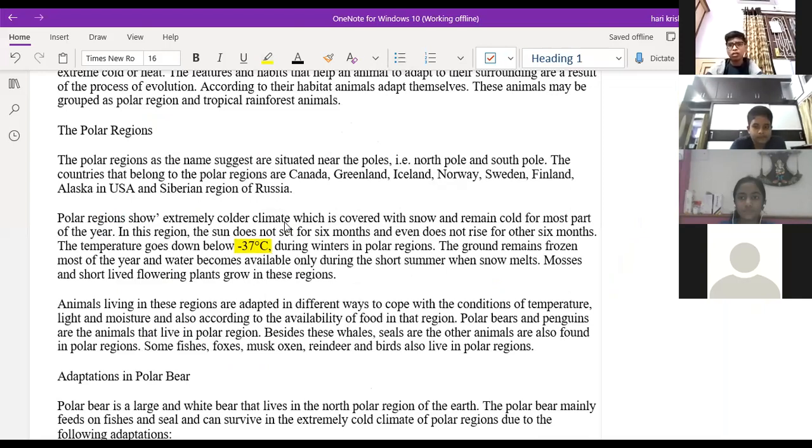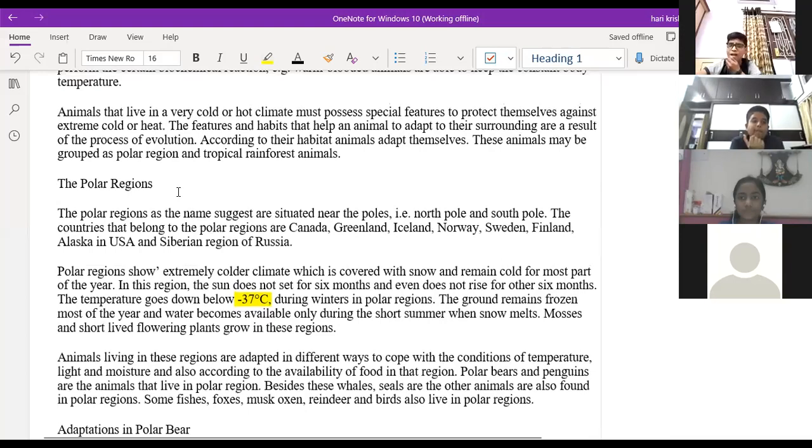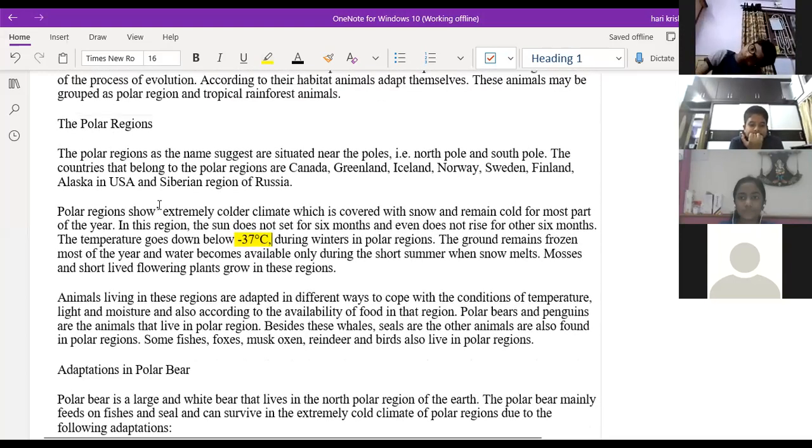Notes have given minus 37 degrees Celsius only. These are notes which are provided for you, right? For the weather, climate, and adaptation. Polar region shows extremely colder climate, which is covered with the snow and remains cold for most part of the year. In this region, the sun does not set for 6 months, and the sun does not rise for another 6 months. The temperature goes below minus 37 degrees Celsius during winter in the polar region.